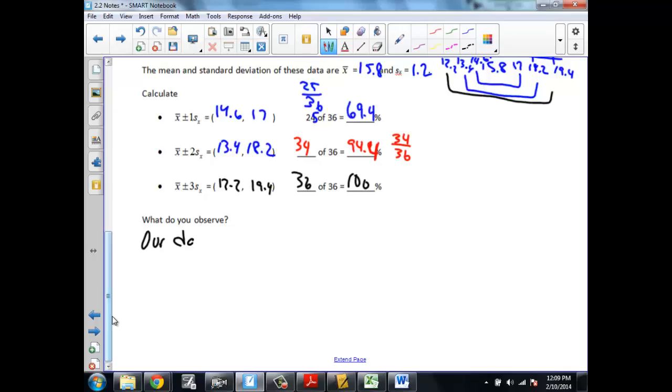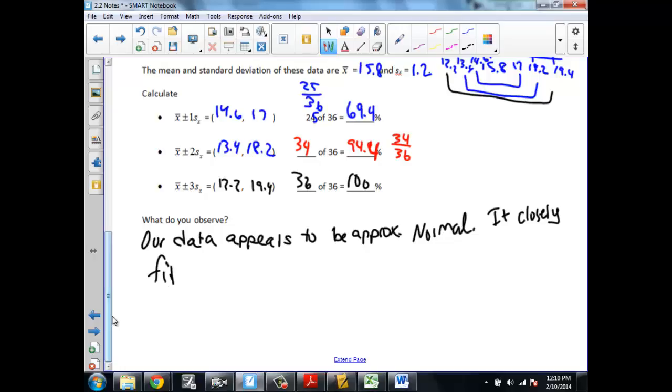Our data appears to be approximately normal. It's not exactly normal, because it's not exactly 68, 95, 99.7, but approximately. Our data appears to be approximately normal. It closely or fairly closely fits the 68, 95, 99.7% rule. Or if you told me it nearly fits the empirical rule, that works. Do we see it?